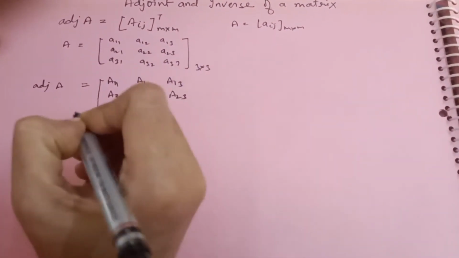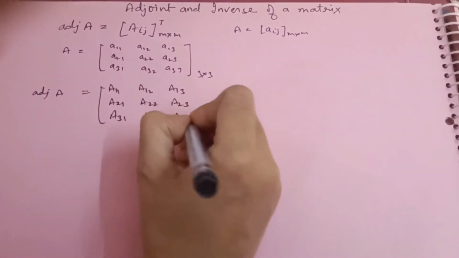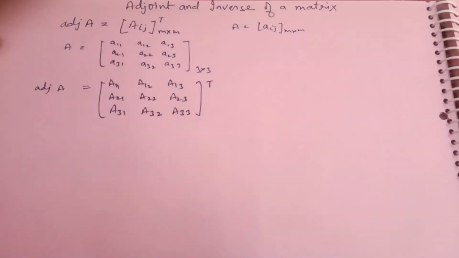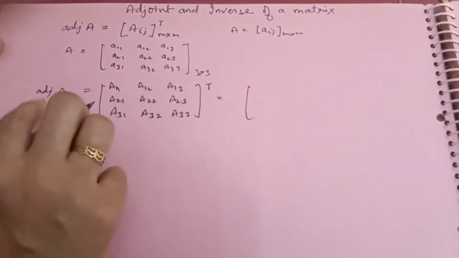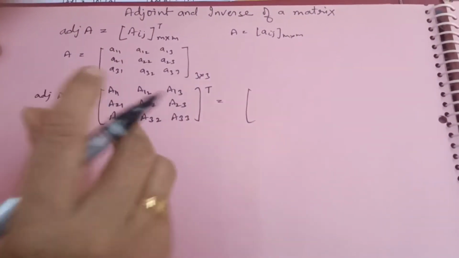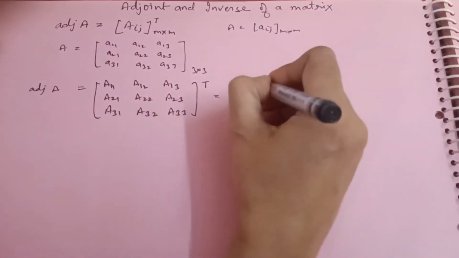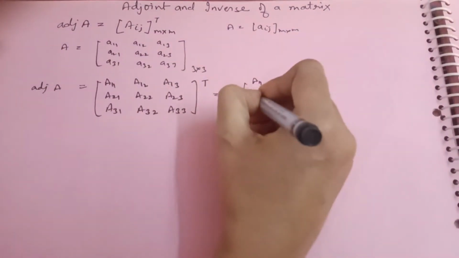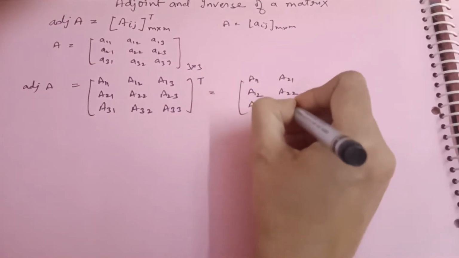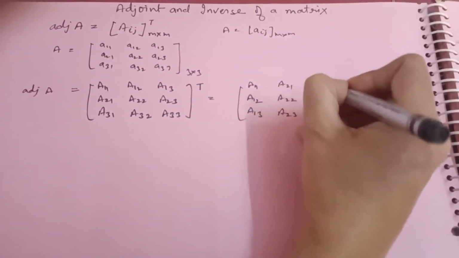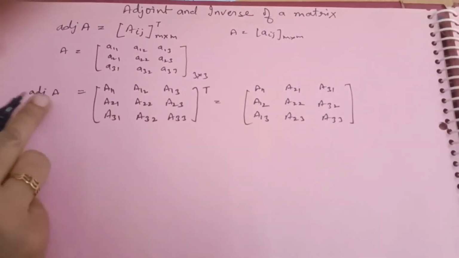Now, this is the cofactor of that element, and this is A33. Then take the transpose of this matrix. Transpose means I need to change rows into columns. So the adjoint of matrix A will be the matrix of its cofactors, transposed. So it will be A11, A21, A31 in the first row, then A12, A22, A32, then A13, A23, A33. This is the adjoint of matrix A.